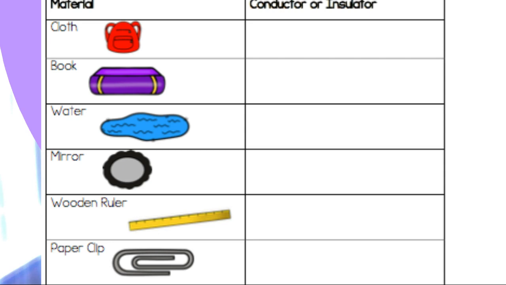Okay. So now for the lamest lab of all time, I'm so sorry. I'm just going to tell you the answers to what we got last year. Cloth is an insulator. Book is an insulator. So you should be filling out all these things on the conductor insulator column. Water, believe it or not, is a conductor. We talked about this yesterday.